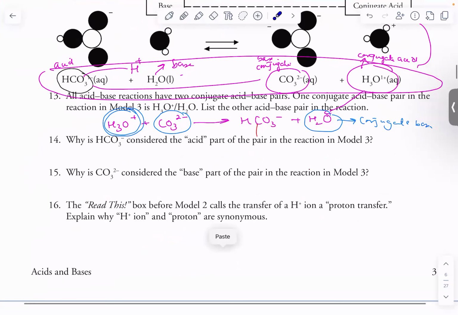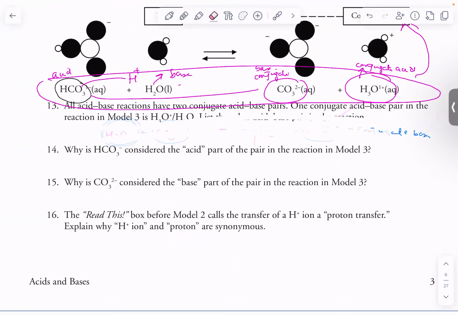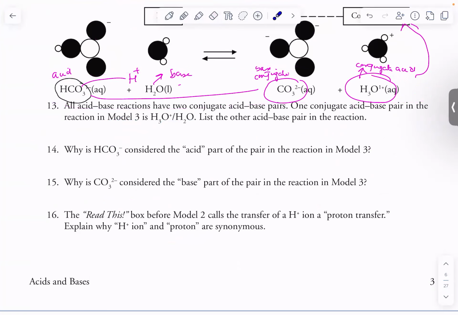All acid-base reactions have two conjugate acid-base pairs. Now I'm going to rub this off just to solve this question. Okay, now please read the question, Somya. Question 13. All acid-base reactions have two conjugate acid-base pairs. One conjugate acid-base pair in the reaction in Model 3 is H3O plus and H2O. List the other acid-base pair in the reaction.